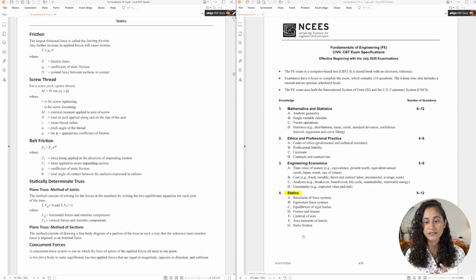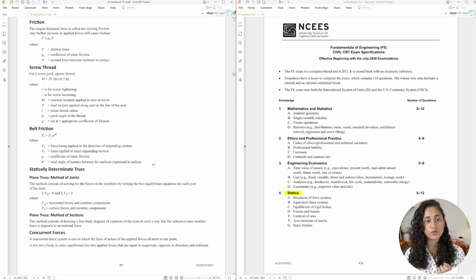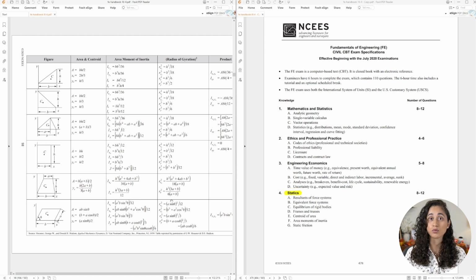So as you guys can see here, it's not really in the order of how these subjects are listed in the specification. So it's very important that you guys go over these equations, spend some time on the reference handbook. You will have access to it on the FE exam. So it's very important that you guys get familiar with it. And then also, get familiar with the tables that are given to you guys. So for example, here under statics, we have this table that has equations for the centroid, moment of inertia, product of inertia for different types of shapes.